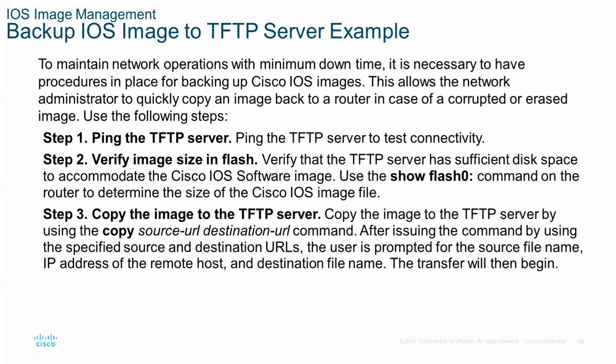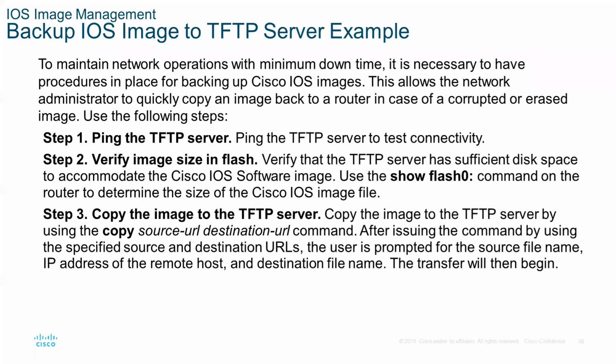So if we're going to use a TFTP server to back up to, the first thing we need to do is make sure we can communicate with the server. So we ping it, make sure we've got connectivity. Then we need to verify the size of the file we want to copy, and we do that with the show flash command, and this will tell us the size of the file, and that way we can confirm whether the server has enough space on it or not.